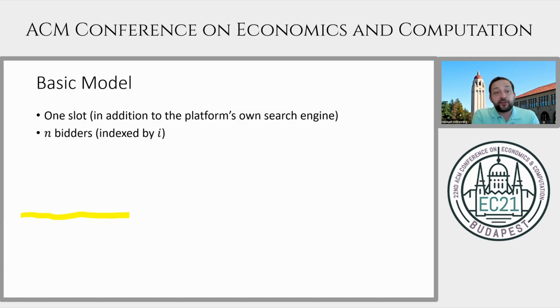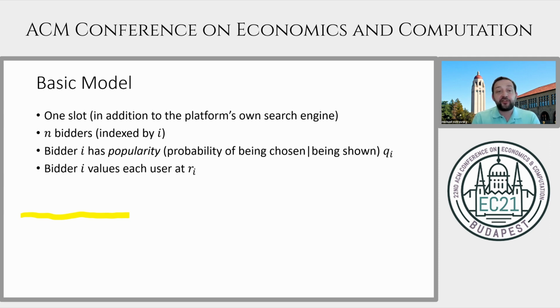For simplicity, I'm going to assume that there's only one slot on the screen in addition to the platform's own search engine. There are n bidders indexed by i. Each bidder has 2 characteristics. A deviation from a typical kind of model you will see in auction theory is that bidder types are 2-dimensional. One dimension is popularity.